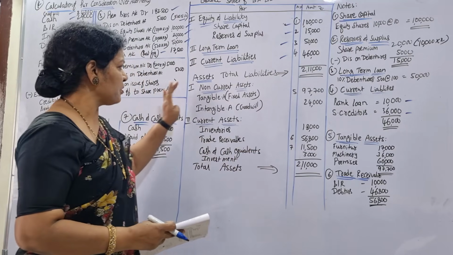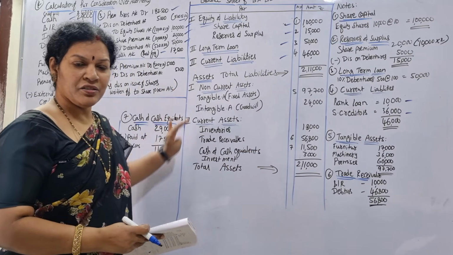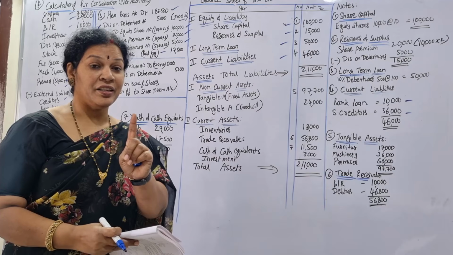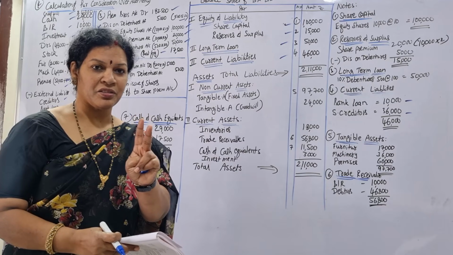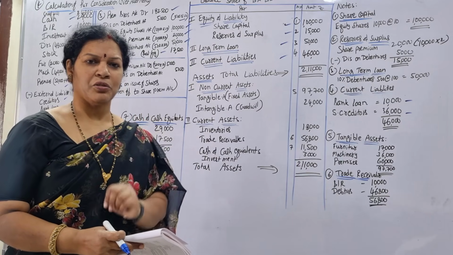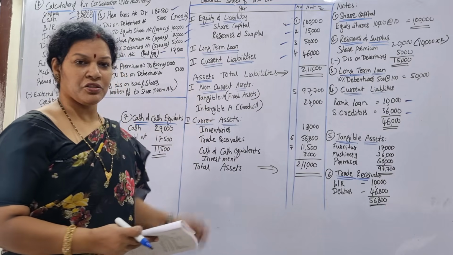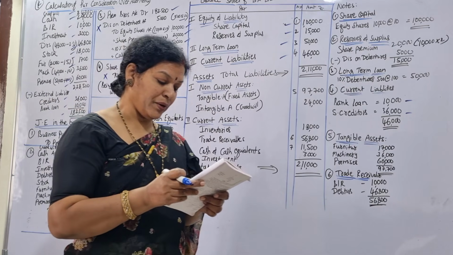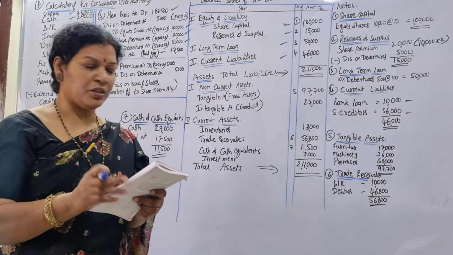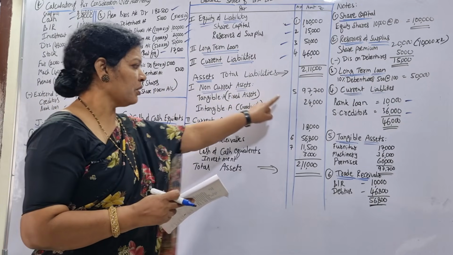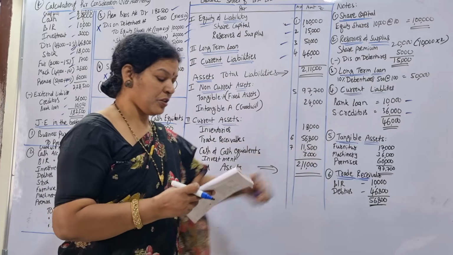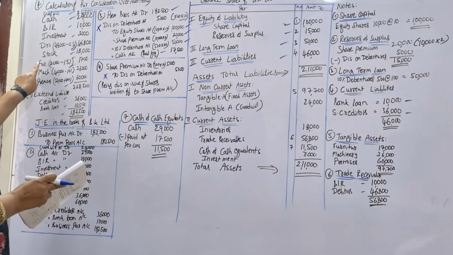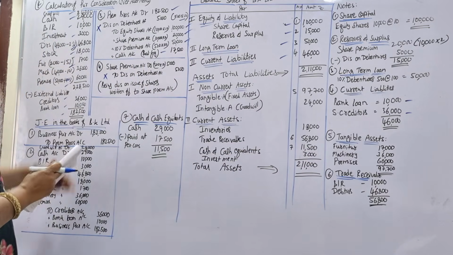Two types of assets we can say: non-current assets and current assets. Non-current assets means first one we'll say as intangible assets, second one tangible assets. Tangible means fixed assets. Fixed assets we have furniture, machinery and premises, only 3. So we are showing it in note number 3. Furniture, we will take after deduction. Furniture is 1,700.